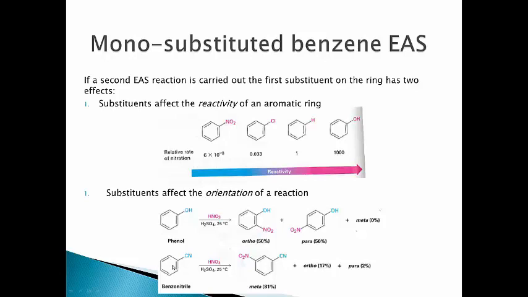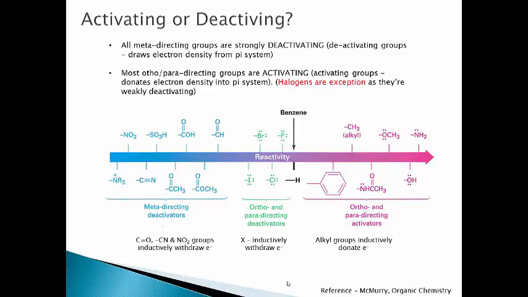Benzonitrile, so we've got a C triple bond N, is different. It makes pretty much most of it go into the meta position. Okay, so the substituents direct the orientation as well as influence the reactivity. Now, good news is you don't have to remember what substituents do what. You'll be given this activating or deactivating table in the exam. Okay, so you'll be given this table in the center here in your exam to use. So you need to learn how to use it.